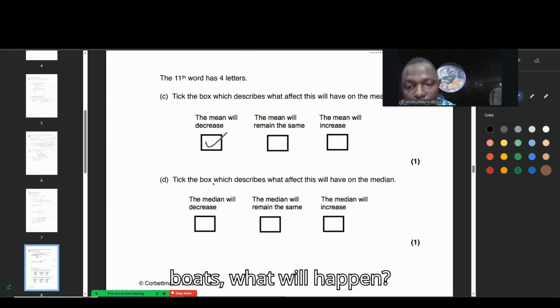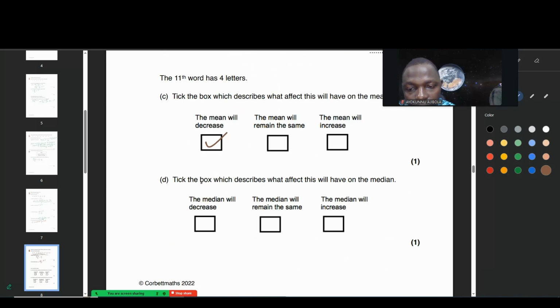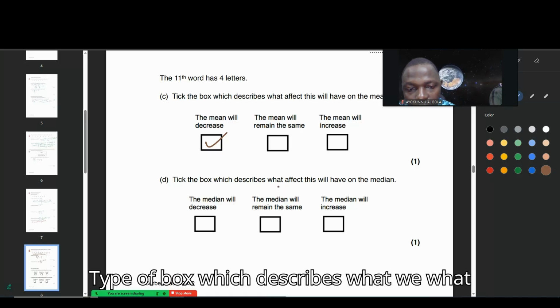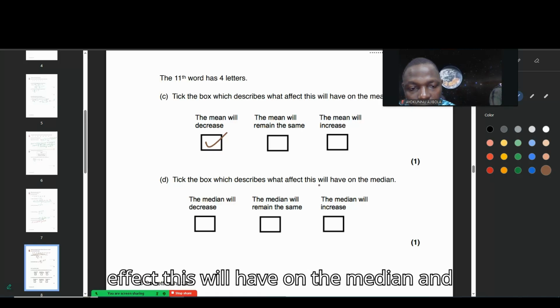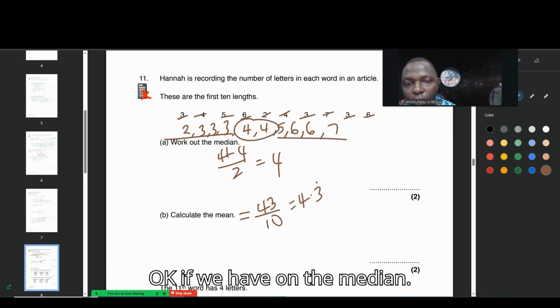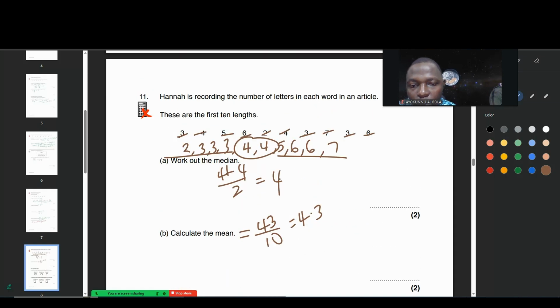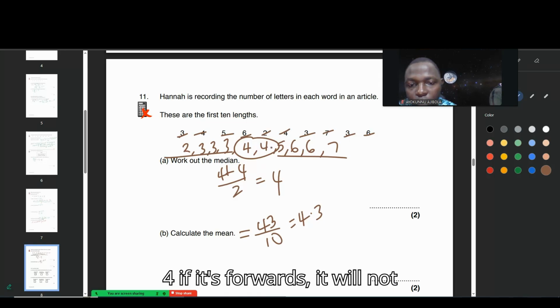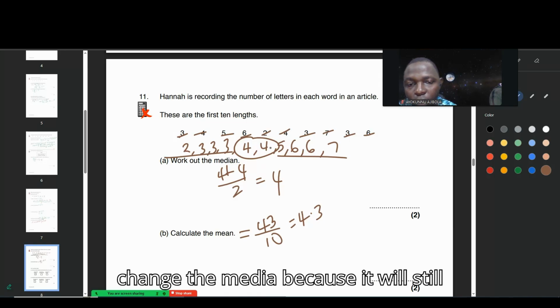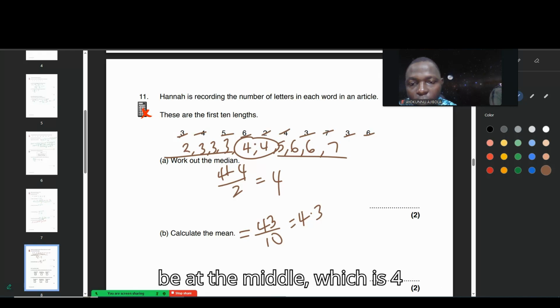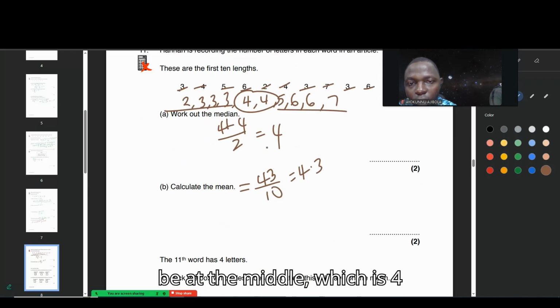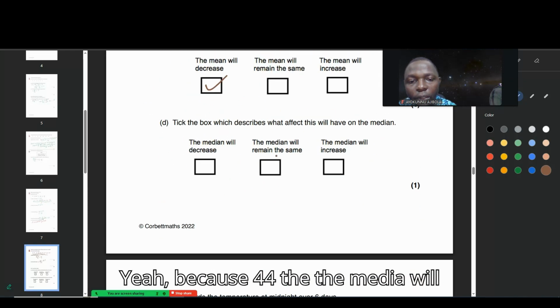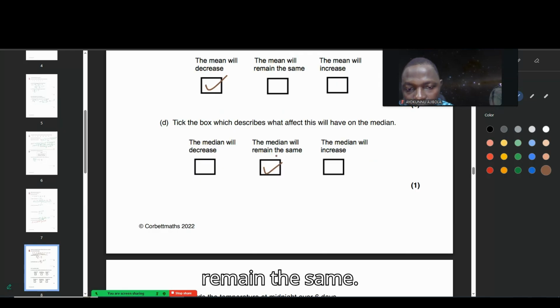Tick the box which describes what effect this will have on the median. Okay, if we have 4, it will not change the median because it will still be at the middle, which is 4. Yeah, because if you put a 4, the median will remain the same.